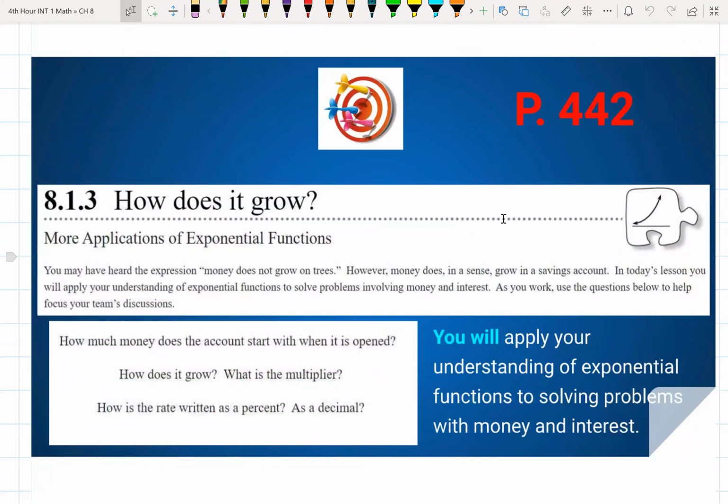So today you will apply your understanding of exponential functions to solve problems with money and interest. So remember that thing called simple interest? We'll explore that today, and we'll also learn about a little thing called compound interest.